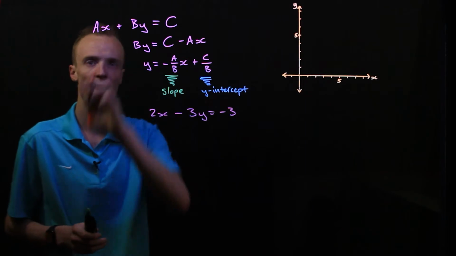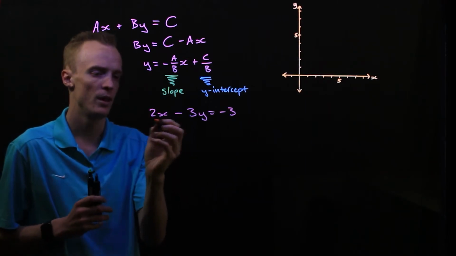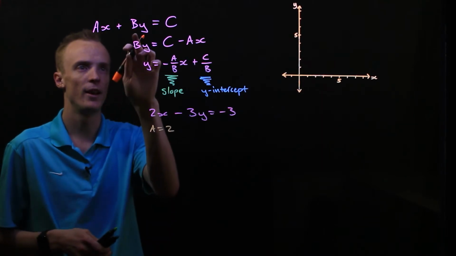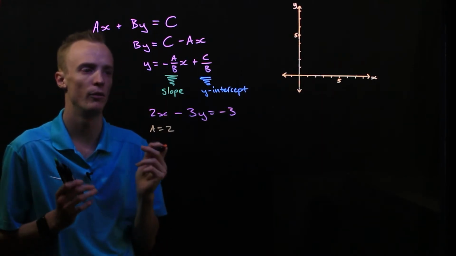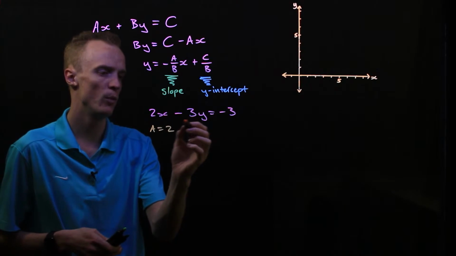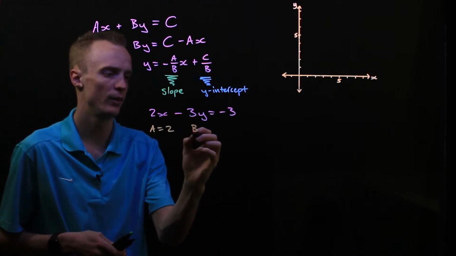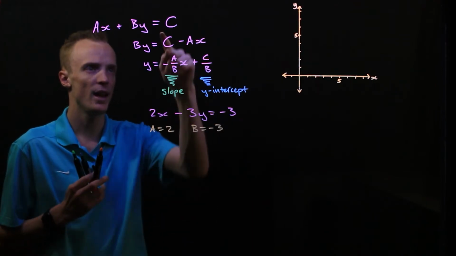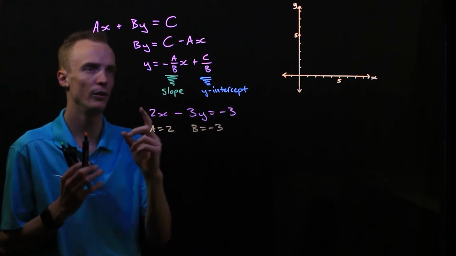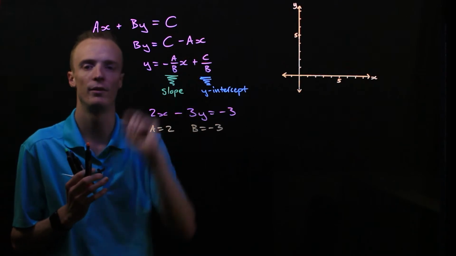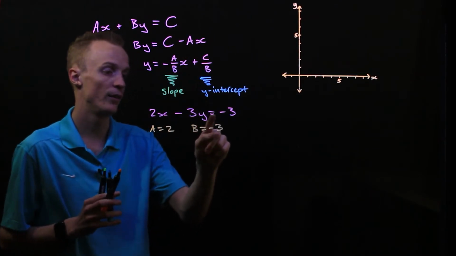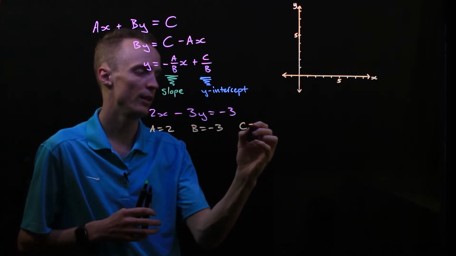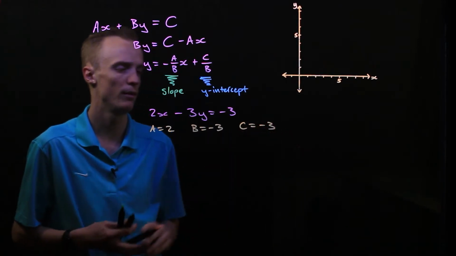So, the value of a is my coefficient of x. My coefficient of x here is 2. My value of b is the coefficient of y, and the coefficient of y here is negative 3. So b is equal to negative 3. And then my capital C here is the constant term that's on the other side of the equal sign. Now, it's on the other side of the equal sign, so my C value is equal to negative 3.